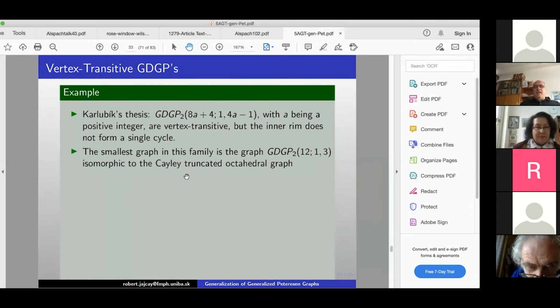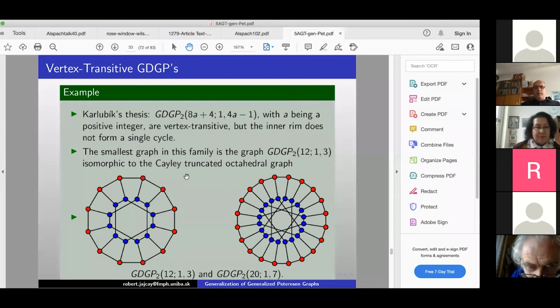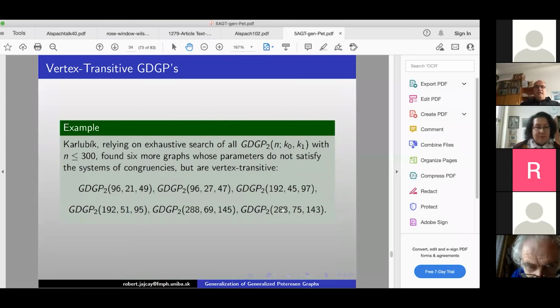So basically, I should maybe say what I'm doing. We're discussing the family that I defined, and we're discussing the situation when the graph is vertex transitive. And that's something that I believe is interesting for any such family. And here is something that is vertex transitive, but the parameters don't satisfy the congruency relation that I was expecting. And there are some other examples. So this is GDPG 12 13, which is vertex transitive, but you can see that it's not even a single cycle inside, and here's another example. There are more examples that he found, but this is the complete list of what he found.